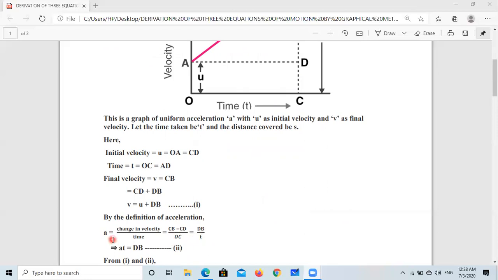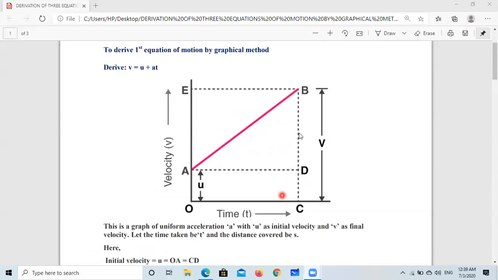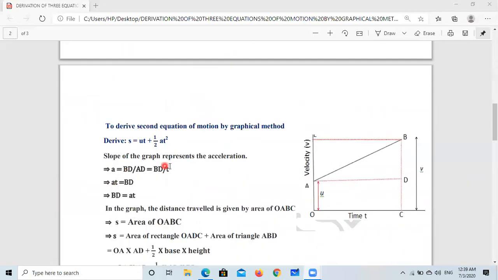When t comes this side, at is equal to DB. So in this way, we find the value of DB. We have another way to find the value of DB. Inclination a gives the acceleration. Slope of the graph represents the acceleration, and acceleration a is given by BD upon AD. AD is t, so BD upon t. When t comes this side, at equals BD.